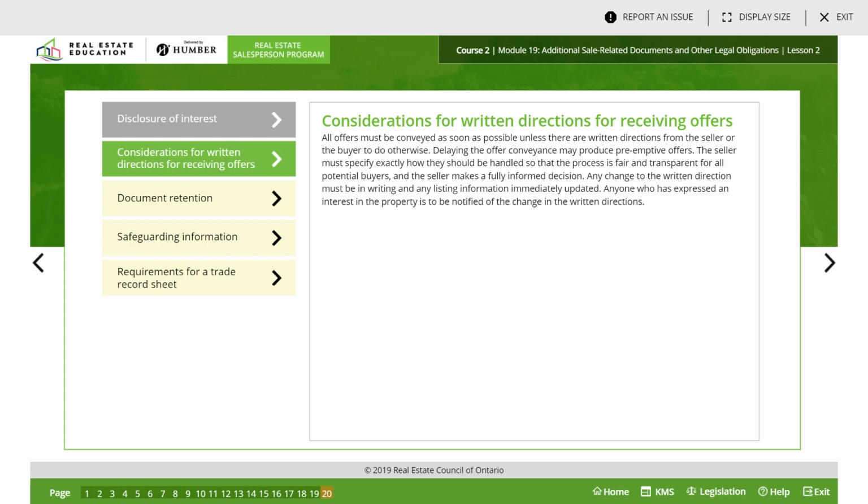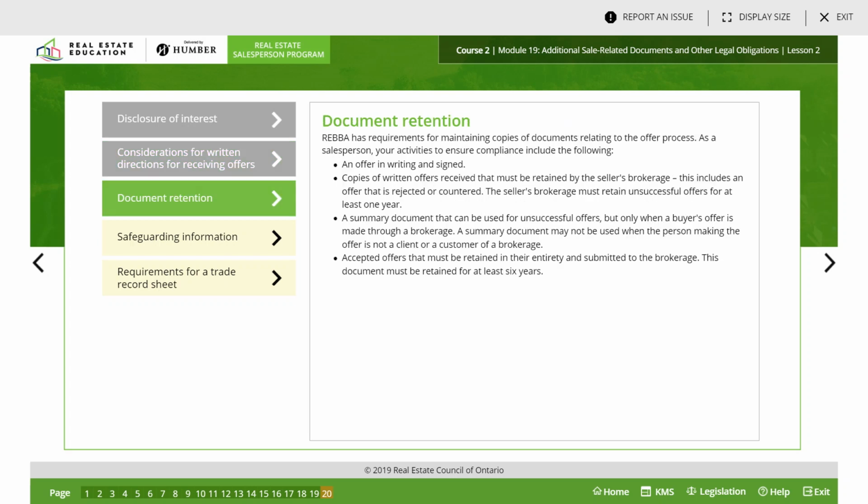The seller may specify exactly how they should be handled so that the process is fair and transparent for all potential buyers, and the seller makes a fully informed decision. Any change to the written direction must be in writing, and any listing information immediately updated. Anyone who has expressed an interest in the property is to be notified of the change in the written directions.